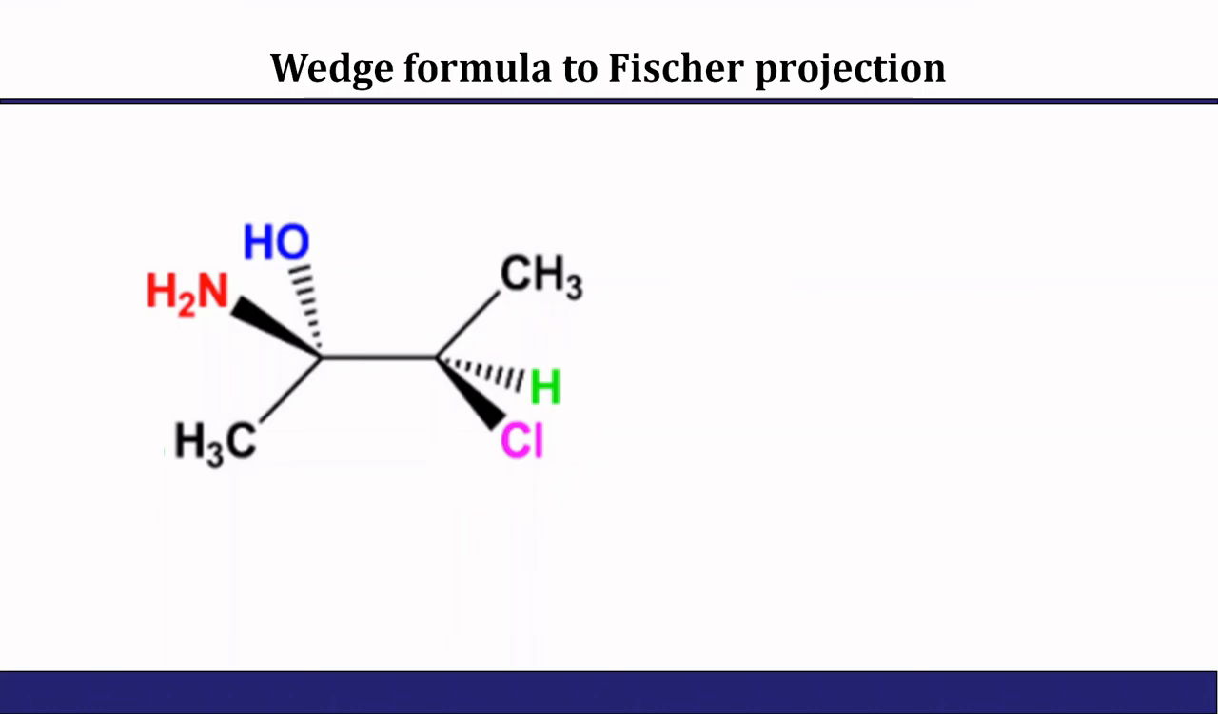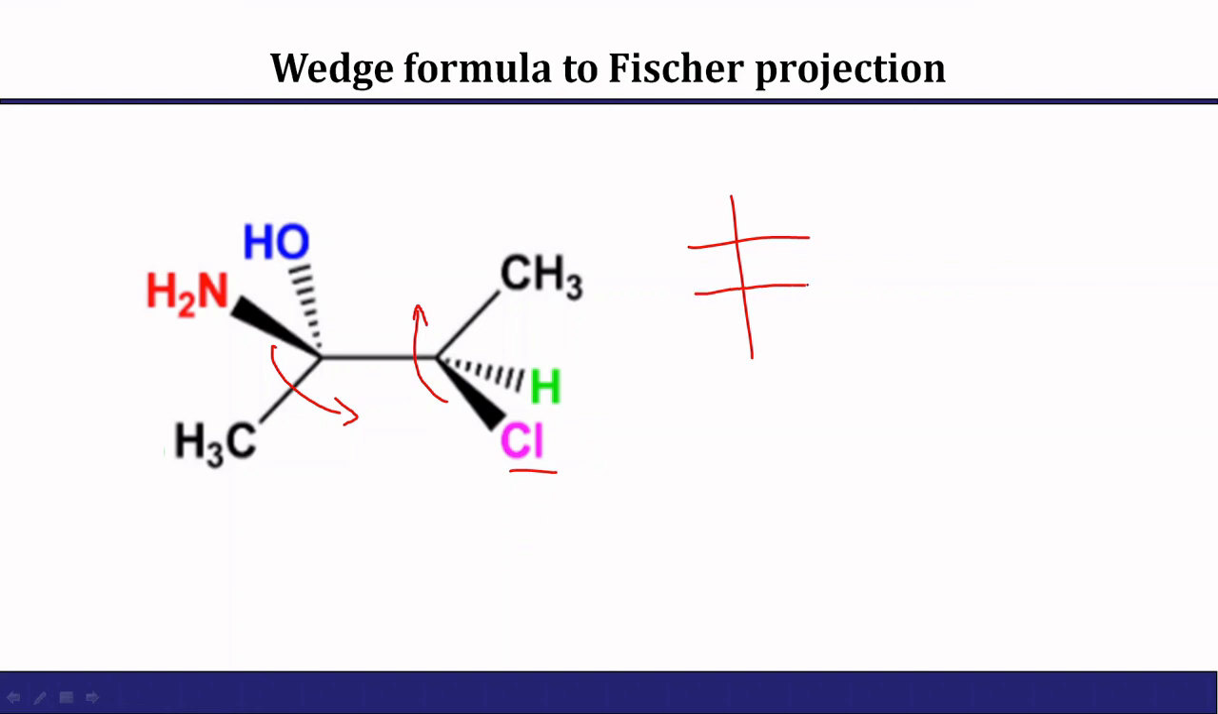So let us see one more example. See here. The wedge bond should be pulled to the other side. So the wedge bond is pulled to the other side. Similarly, chlorine should be pulled to the other side. Chlorine is on the wedge bond, so that should be pulled to the other side.